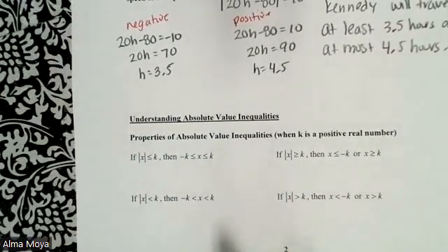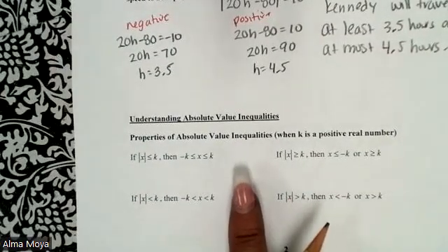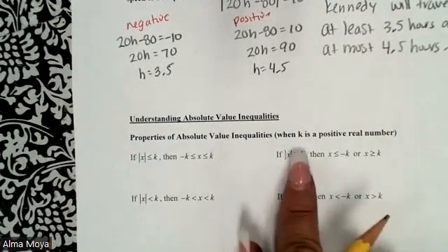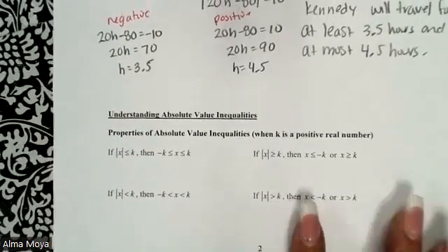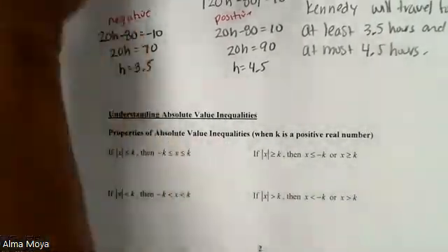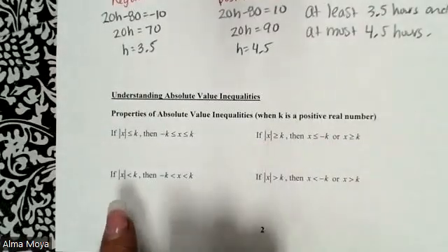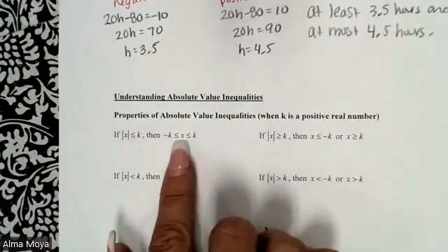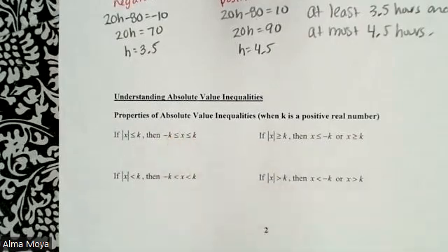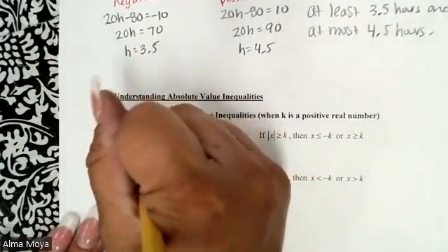Now, understanding absolute value inequalities when k is a positive real number. Properties of absolute value inequalities when k is a positive real number. So right here, these are "and" problems because look at, they're all grouped together. This is known as an "and" problem.